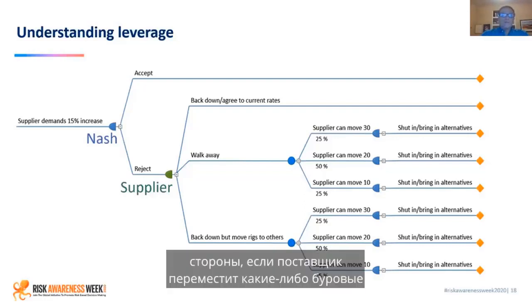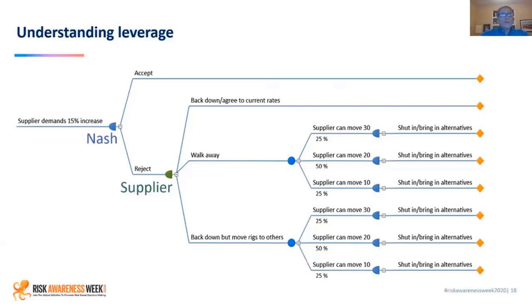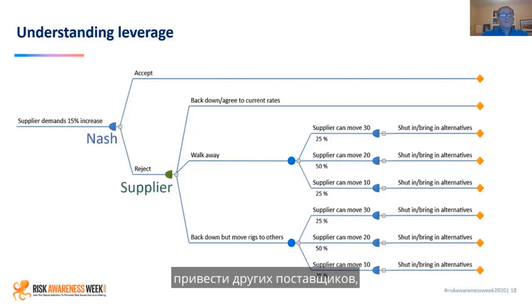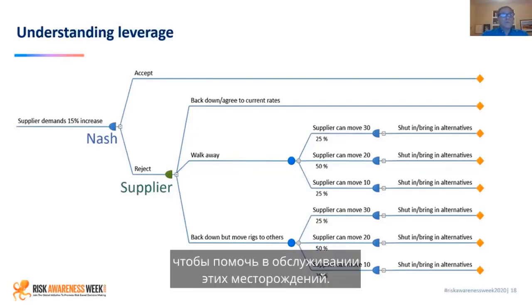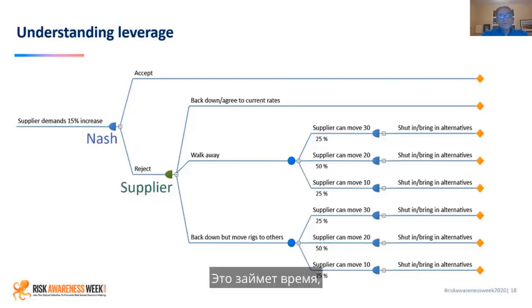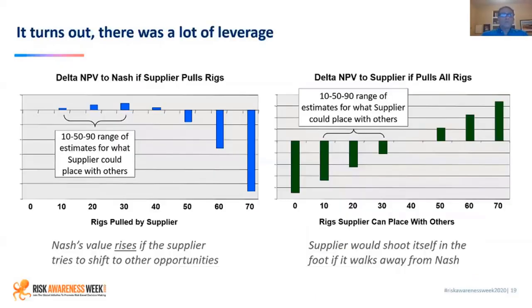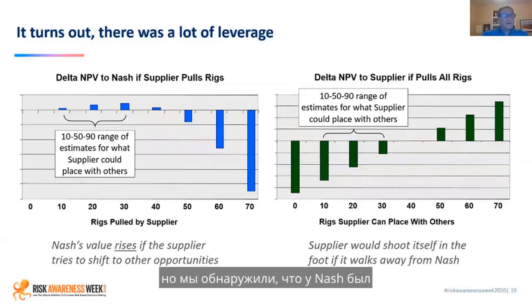On the other hand, if the supplier moved any rigs, Nash would have to shut in some fields, and then over time could bring in other alternative suppliers to help servicing those fields. But that would take time, and it would mean shutting in some wells. So we had to look at the numbers here, and it was a very simple model, but basically what we found is that Nash had a lot of leverage.